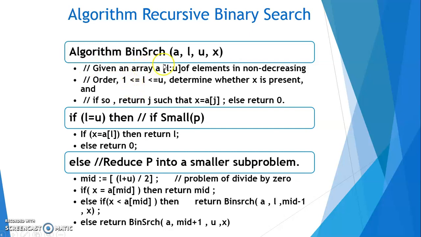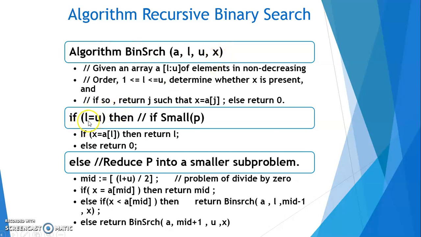Now recursion is when a function calls itself again and again. So in this version of binary search, the function is going to call itself again and again till the answer is found, or we can say with confidence that the item is not present in the list. Now here A stands for the array in which the item is to be searched. L stands for the lower bound of the array. U stands for the upper bound of the array. And X stands for the item that we are looking for.